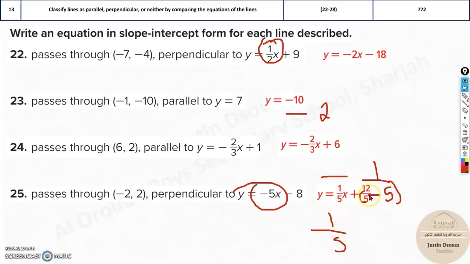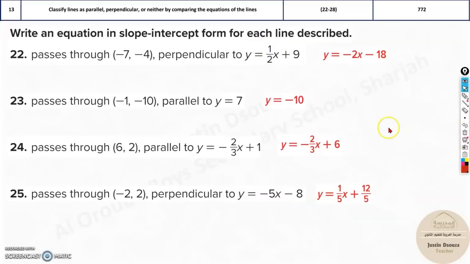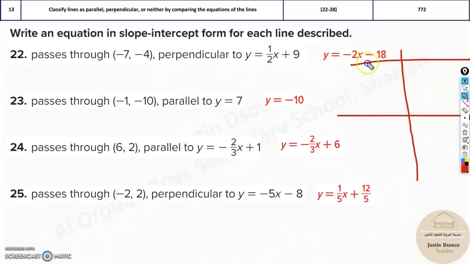That's it, positive 1 by 5, because negative negative cancels. It's up to you. If you're getting confused, don't worry, just use it. Now over here, there is no slope. It is just a y value, and that's why it's very simple. Now look at this. Y is equal to 7. What does that mean? If you have the graph, y is equal to 7, it's a straight, flat, horizontal line.